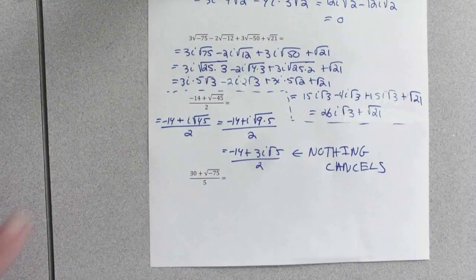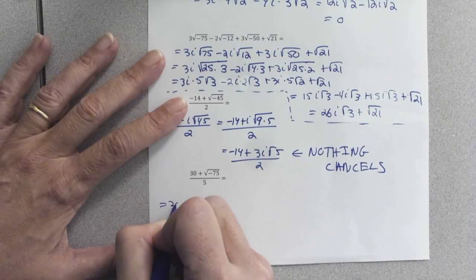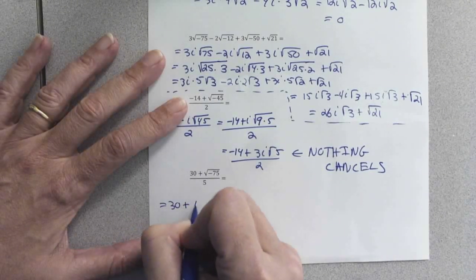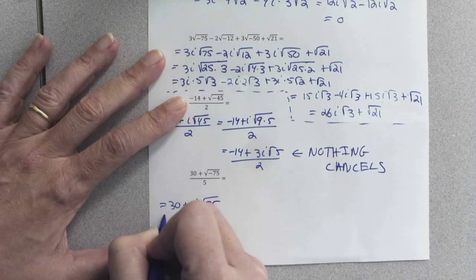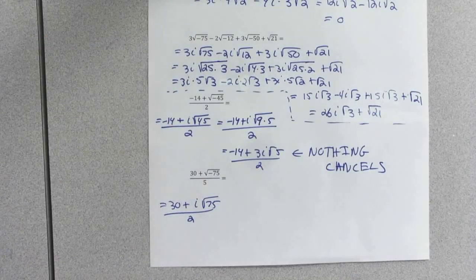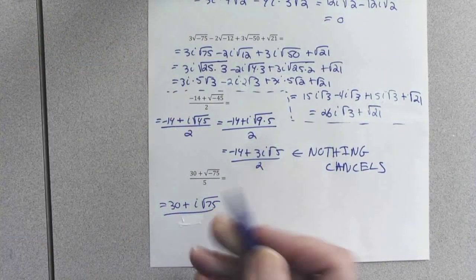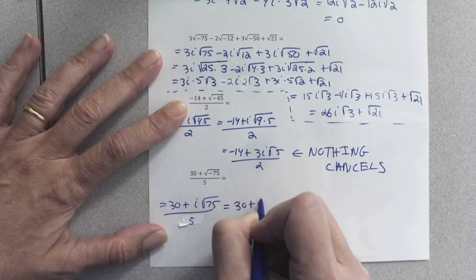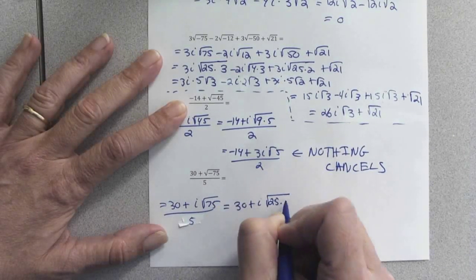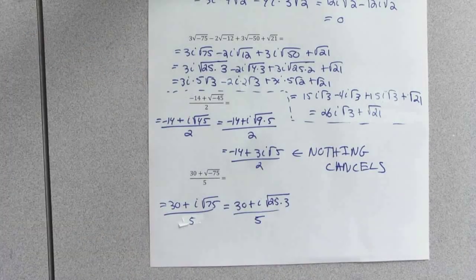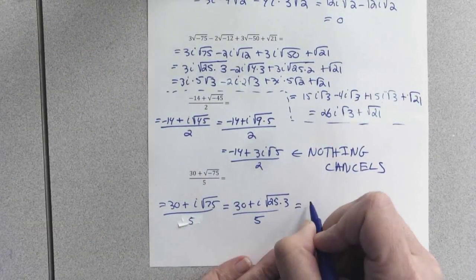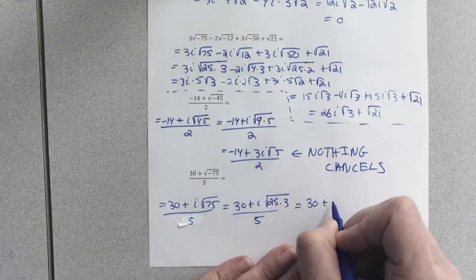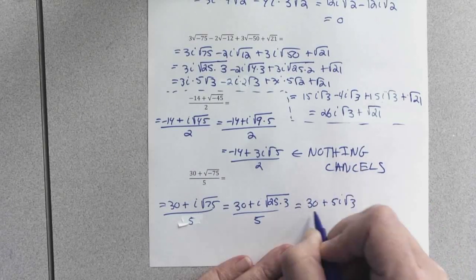Okay, next guy's pretty similar. So we'll start similarly. That i comes from the negative, so pull that on out. Then work with the 75. 75 is 25 times 3. And then the square root of 25 is 5.